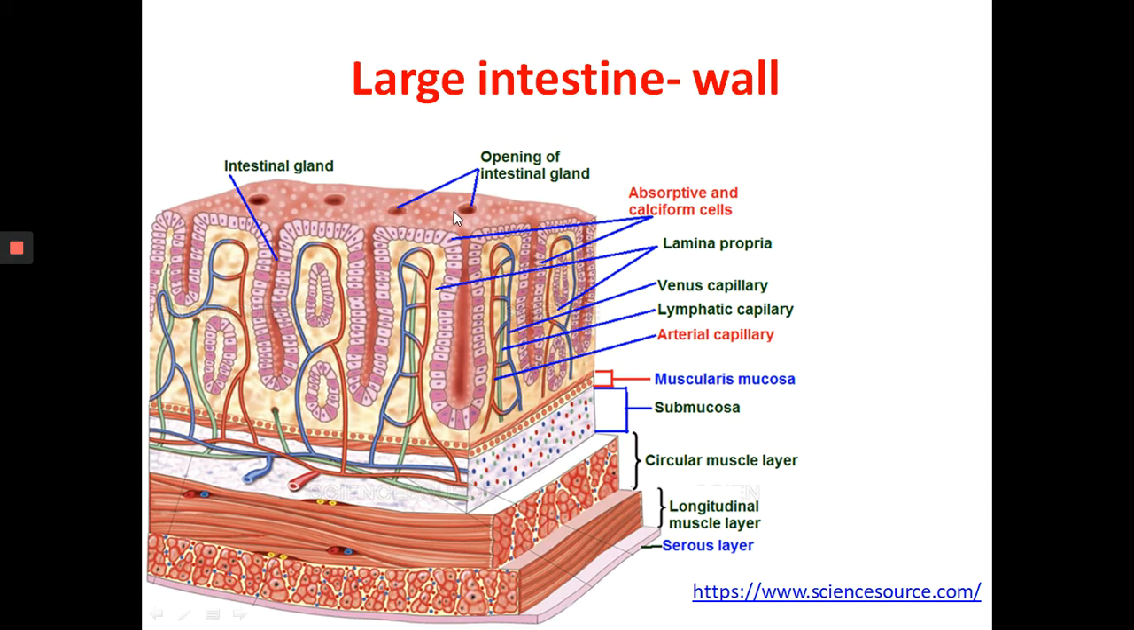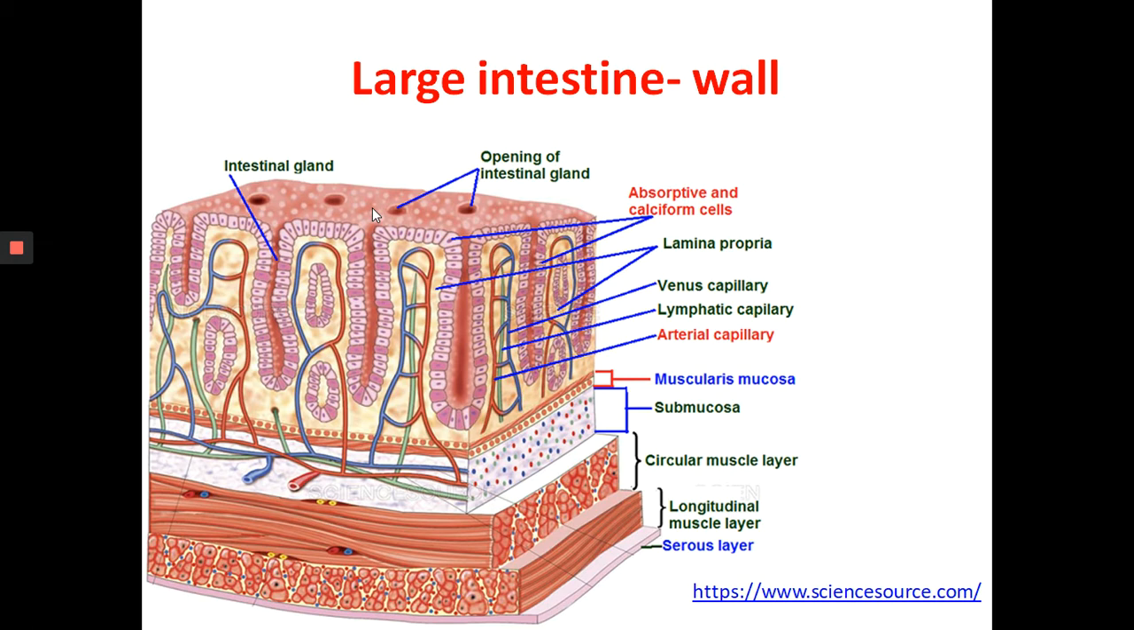It is made up of single-layered columnar epithelium. The columnar epithelium has secretory cells in between that secrete mucus into the lumen of the intestine. This will help in the movement of the food material through the colon without any obstruction or resistance.